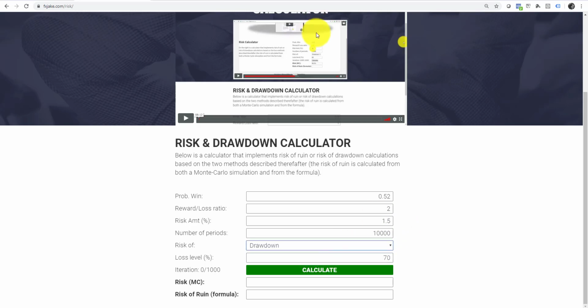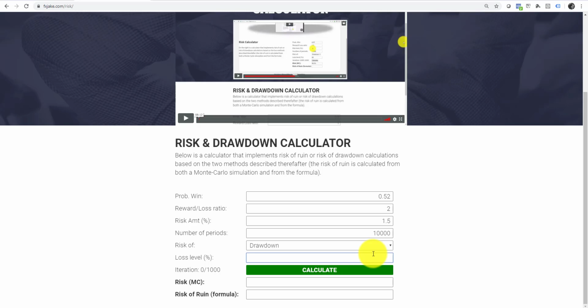Then you go to drawdown. There's a video here that'll walk you through this, by the way. And then I say, okay, given that my stats are a 52% win rate, 2-to-1 reward risk ratio, and a 1.5% risk per trade, which is called fixed fractional. Sorry, fixed fractional. Fixed ratio is something totally different. Fixed fractional, that 1.5% fraction of my account, I'm always risking on every trade.